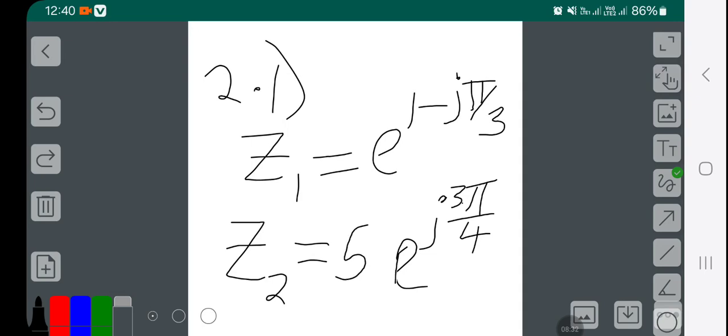So now the question is saying find z1 over z2 and give the answer in polar form. I already showed you which one is your polar form, which one is your exponential form, and which one is your rectangular form. Since you are given exponential form, we need to convert it to polar form. That's very important for this question. So let's move on. We are going to divide.